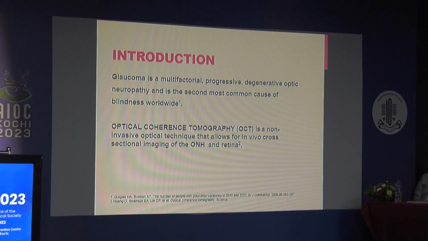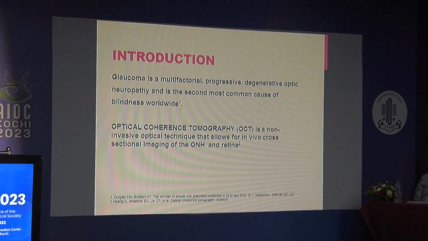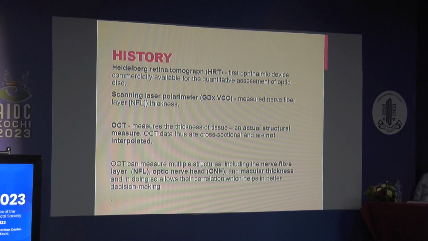First, glaucoma: we all know it is a multifactorial progressive degenerative optic neuropathy, and it is the second most common cause of blindness. And OCT is a non-invasive tool to cross-section the optic nerve and retina in vivo. Historically, the first machine was HRT, which used to measure the optic disc. Then came the polarimeter, which interpolated the thickness of RNFL; it did not actually measure the thickness. OCT is the first machine which actually measures the structure, and there is no interpolation.